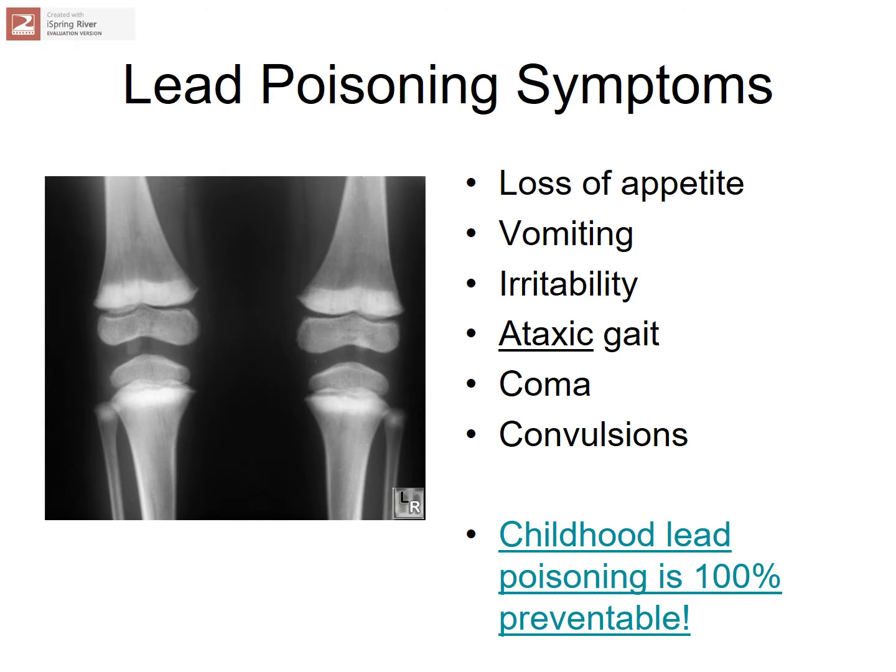Lead levels are evaluated on blood. So blood samples are collected from the individuals who are either being screened, which would mostly be children. Remember, screening is testing in the asymptomatic population, or on adults who are being monitored for lead levels related to their workplace. Symptoms of lead poisoning include loss of appetite, vomiting, an abnormal walk or ataxic gait, convulsions, and coma. The radiograph that you see represents the long bones of a young person, and you can see the ends of these long bones are darker or more opaque, and that is due to a concentration of lead.